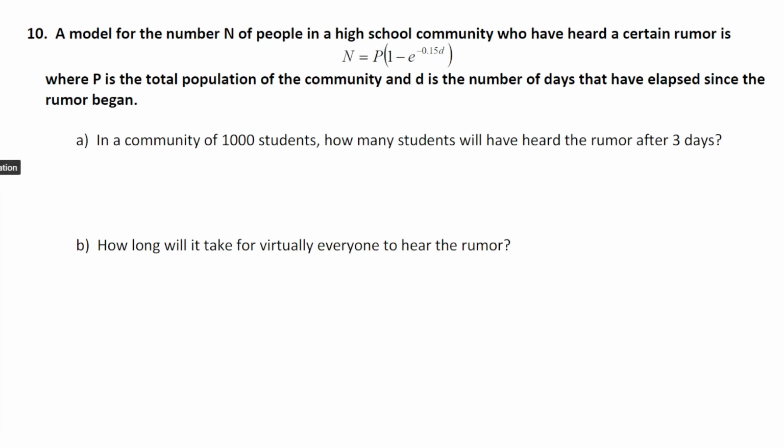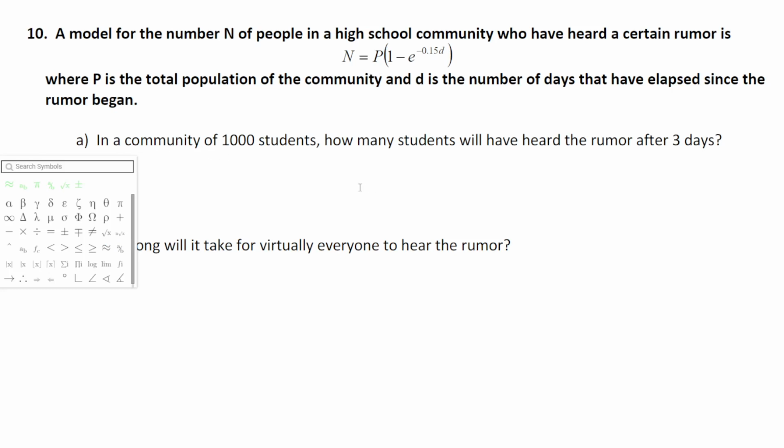So let's see what we're doing here. We're going to have to plug all that in, I guess. N equals 1,000 times 1 minus Euler's number to the power of negative 15 hundredths times 3. And then this is just going to be a calculator problem. We're just going to type this in. So I guess I'm going to have to bring the calculator back right away. That did not take long. Actually, I think we might have a few word problems here coming up, so we're probably going to need it.